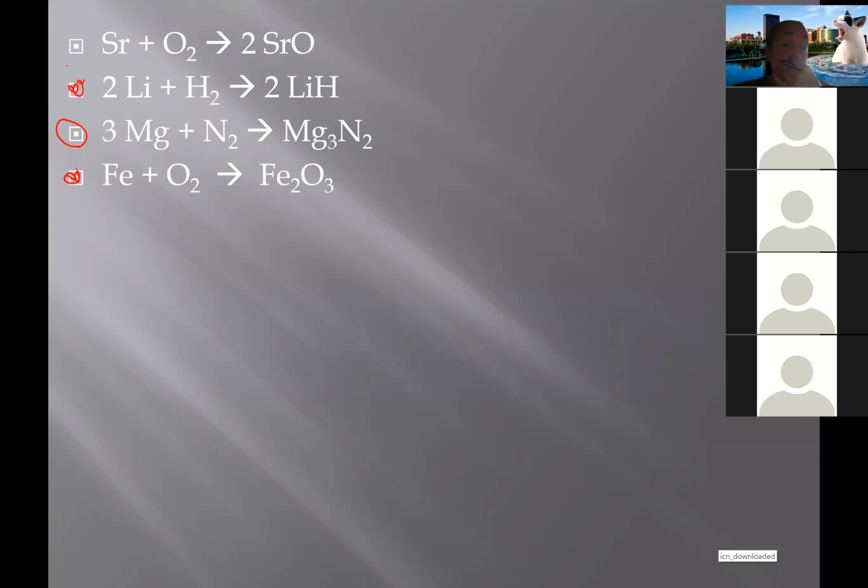What's the state of magnesium? 0. What's the state of nitrogen? 0. What's the state of magnesium on the other side? Plus 2. What's the state of nitrogen on the other side? Don't we have to solve for it? I think we have to solve for it. So what would I equal it to? 0. And then what would I put? 6 plus 2x. Good job. So x is equal to what?